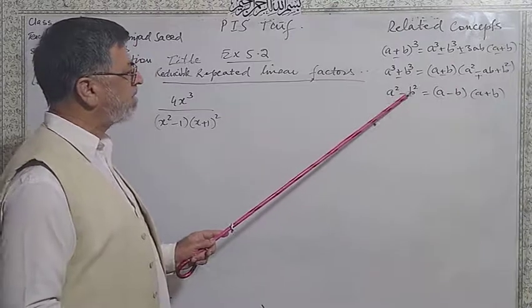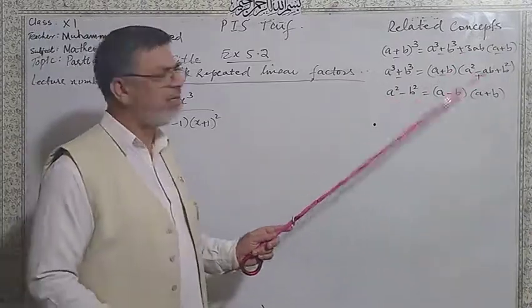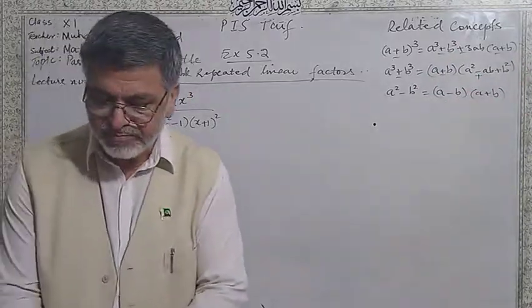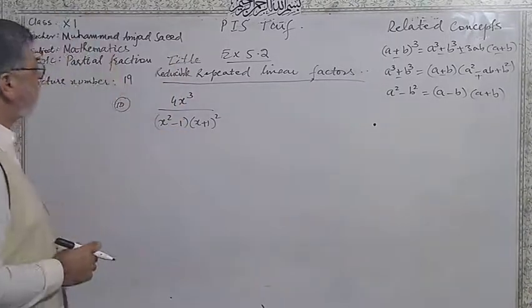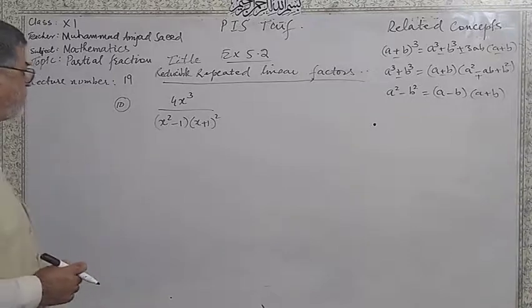And a square minus b square, that is (a minus b)(a plus b). This is a well known formula. You are continuously using this formula. Here is exercise 5.2, question number 10.